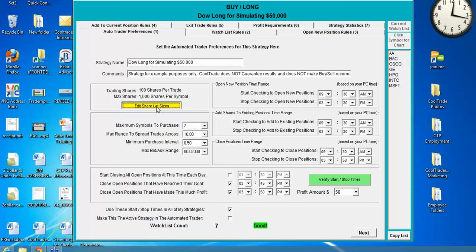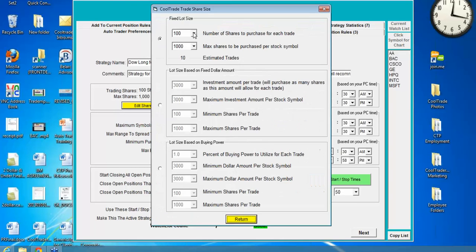So I'm going to go ahead and open this up. You can tell the robotic trader how many shares you want it to buy. And this is all just very easy to use. It's all point and click. So this one's set up for 100 shares, but if you want to change it and tell the robotic trader to buy 200 shares per lot or 300 shares, it's very easy to do that.